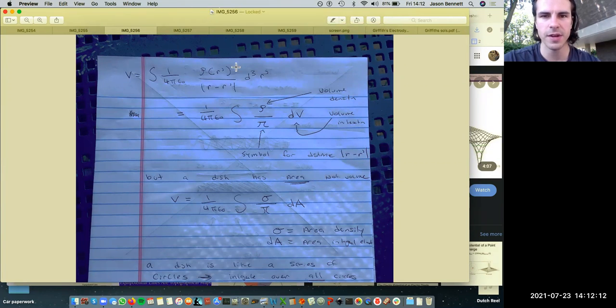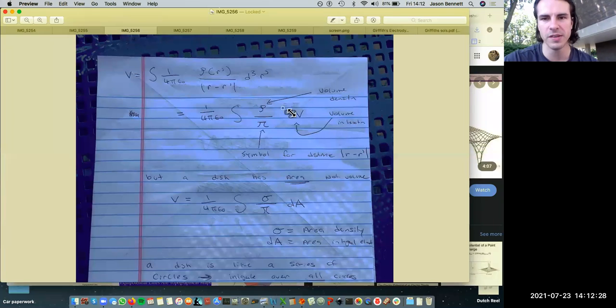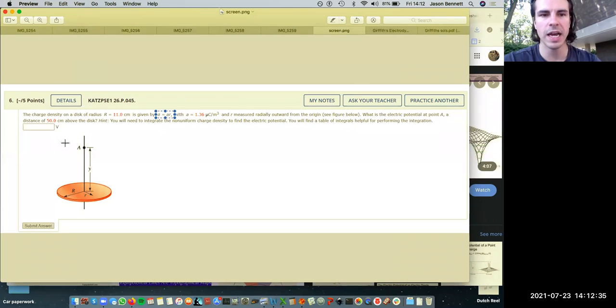And then instead of d3 R prime, d1 R would just be a line. d2 R would be like a square or a circle. It's an area. And then d3 R is a volume. So it's like X, Y, Z. So I'm just replacing this with a volume. But our particular problem is a disk. And we're gonna pretend that our disk doesn't have any thickness because it doesn't tell us anything about our thickness.